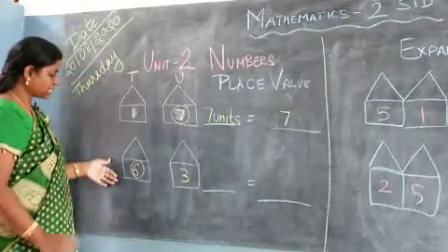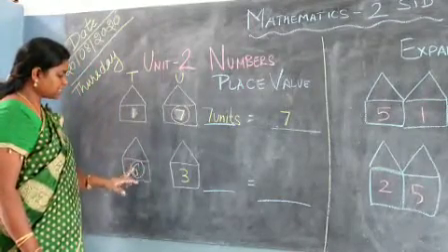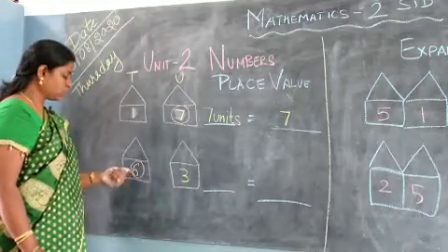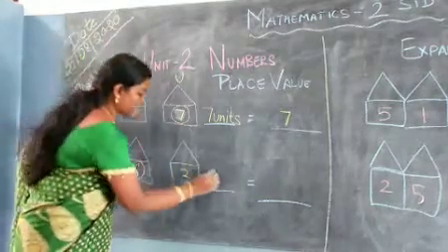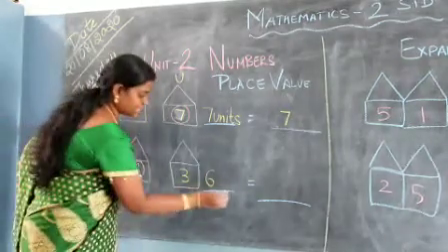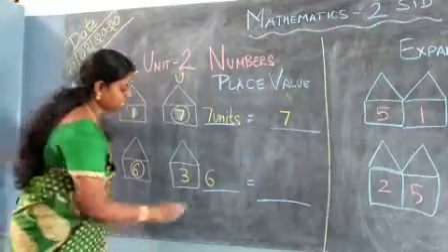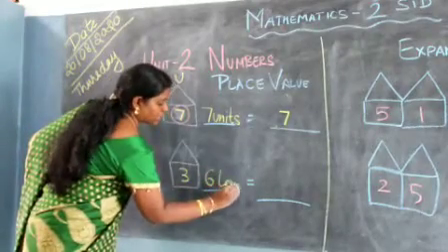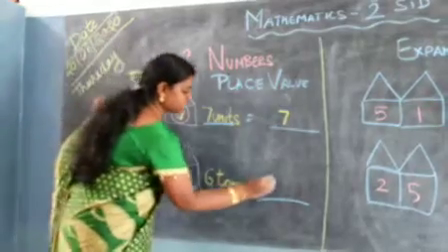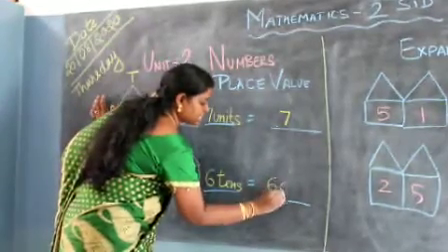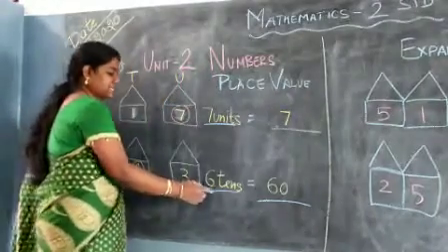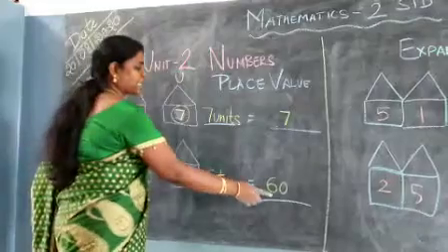Now let's see the next one. Here the 6 is circled. This number is 63 and the 6 is circled. So now they want to know the position of 6. So you're going to write 6 tens. Now since 6 is in the tens position, what you have to represent 6 as? You have to represent 6 as 60. So 6 is in the tens position, so you're going to write it as 60.